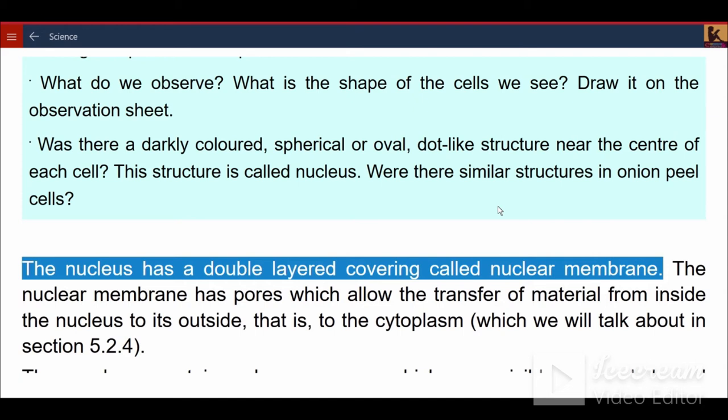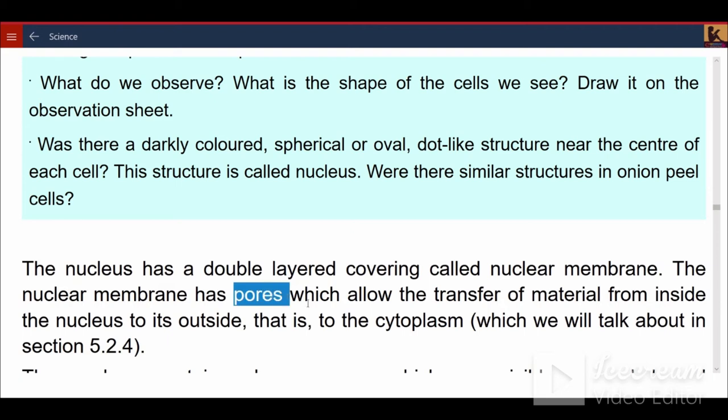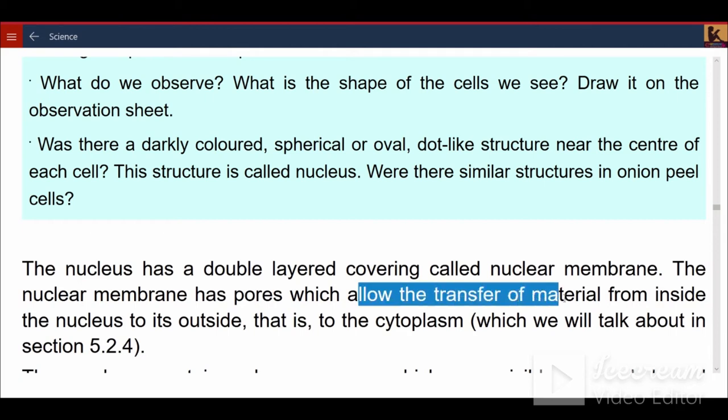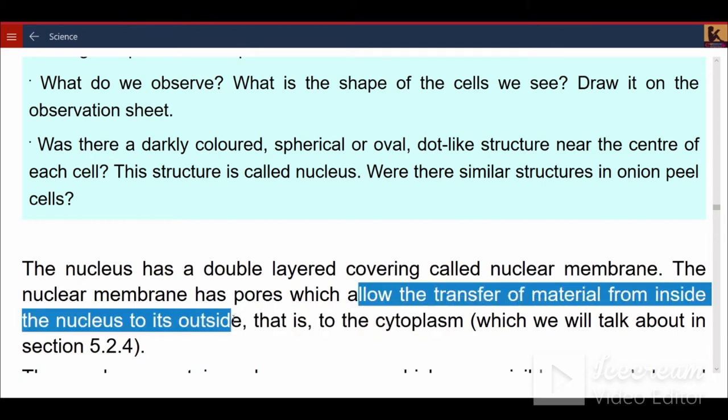Now if you want to divide a cell, you can divide it into the plasma membrane, that is the boundary of the cell. Then inside the cell comes the cytoplasm, the liquid part of the cell, and then comes the nucleus, the brain of the cell. The nucleus also has a double layered covering called the nuclear membrane, and the nuclear membrane has pores. What do the pores of the nuclear membrane do? They allow the transfer of material from inside the nucleus to its outside.